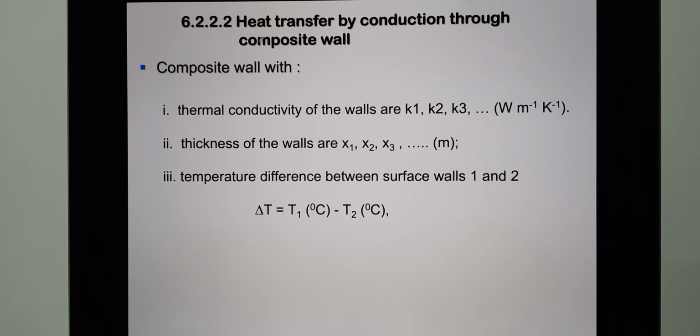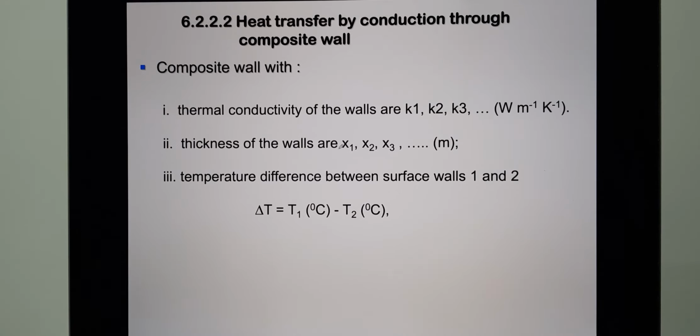Now we move on to heat transfer by conduction through composite wall. Composite wall is rather simpler compared to the cylinder, because the equation is very straightforward. For example, since it is a composite wall, the thermal conductivity must be coming from several materials, material 1, material 2, material 3, and thermal conductivity is denoted by K. The unit is watt per meter Kelvin.